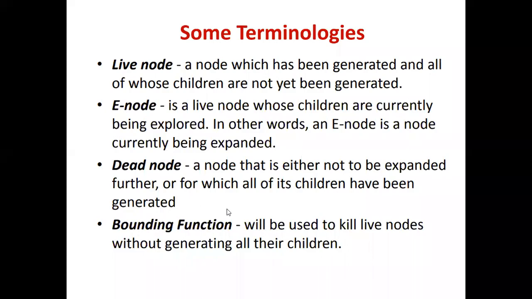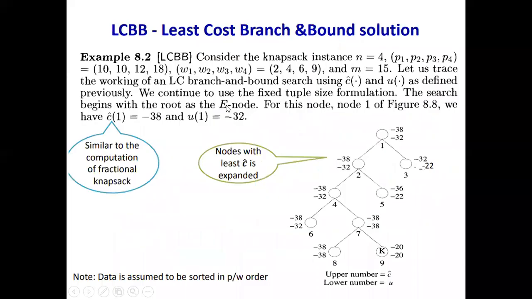Fine. So next we will see, as I already told in the last class, different types of branch and bound solution, different types of branch and bound approach. One approach which is commonly used is the least cost branch and bound approach. What is this least cost branch and bound approach? There is a search strategy. What are we doing over here is searching, right? So we are searching for an optimal solution, correct?